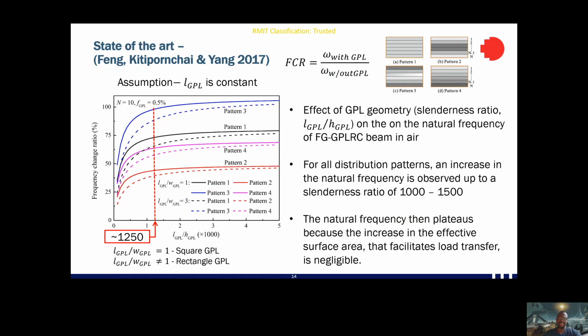Another study looked at the effect of the graphene geometry on the natural frequency of a functionally graded graphene reinforced beam in air. We can see that for all distribution patterns, there's a general increase in the natural frequency up to a certain point. This is because beyond this point, there's no significant improvement in the surface area, and so there's no significant load transfer that could cause a further dramatic change in the natural frequency.